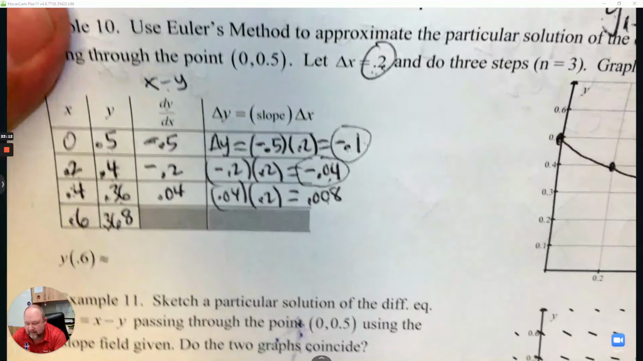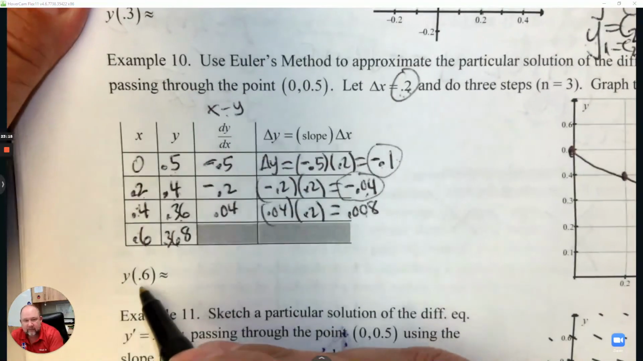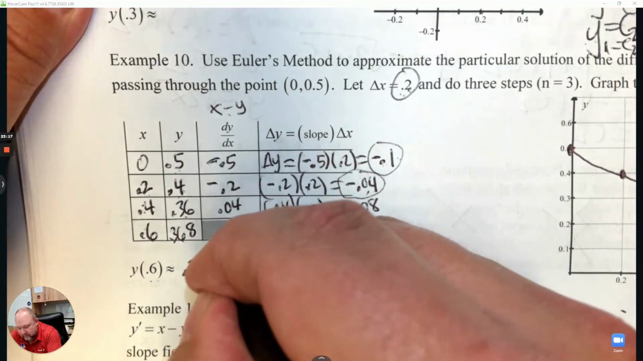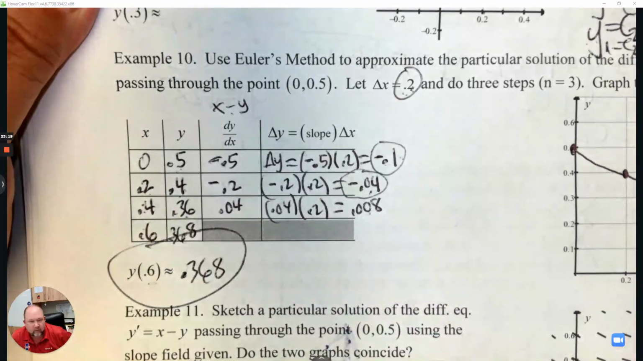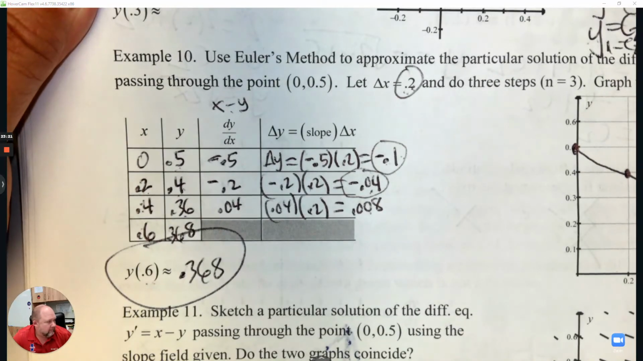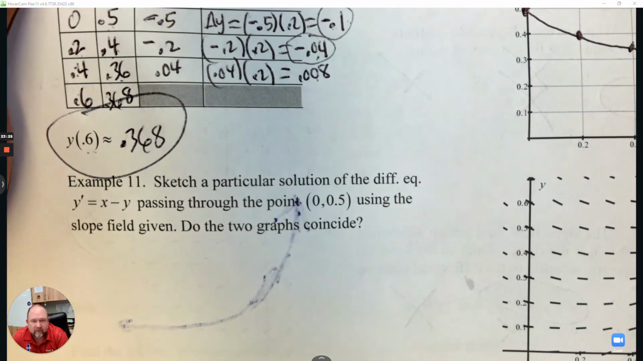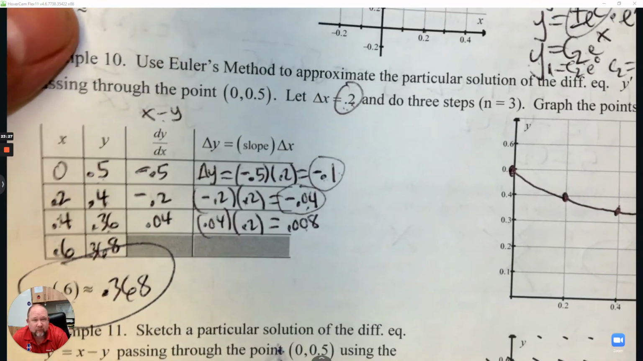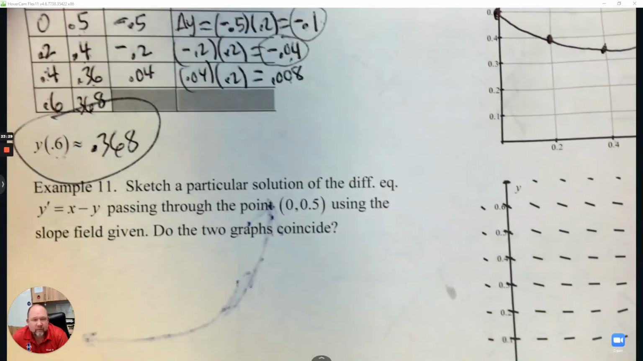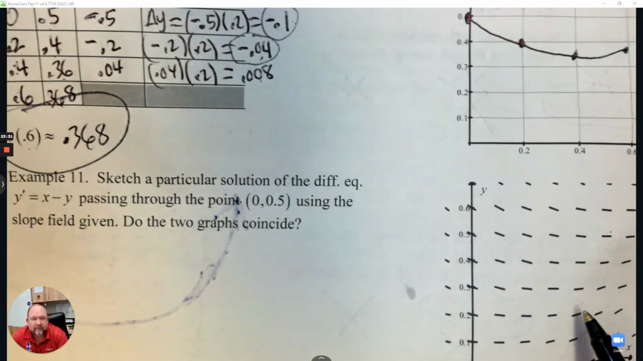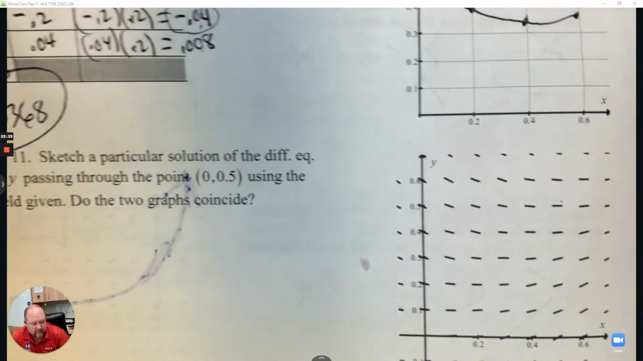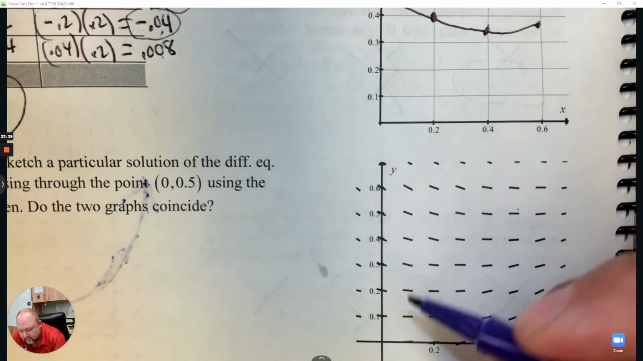In example 11, what's the approximation at 0.6? The answer is 0.368 using Euler's method. All right, sketch a solution of the DiffEq, which we just did, x minus y, through this point. So here's a slope field of that. Find 0 and 0.5.